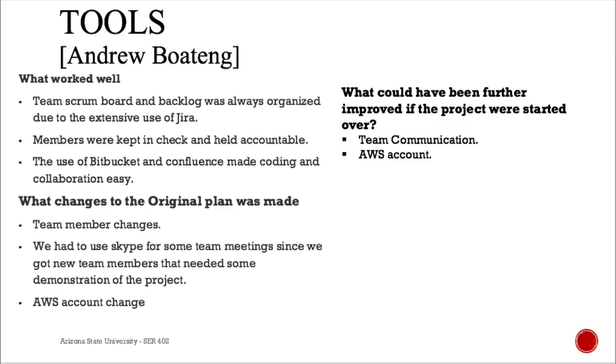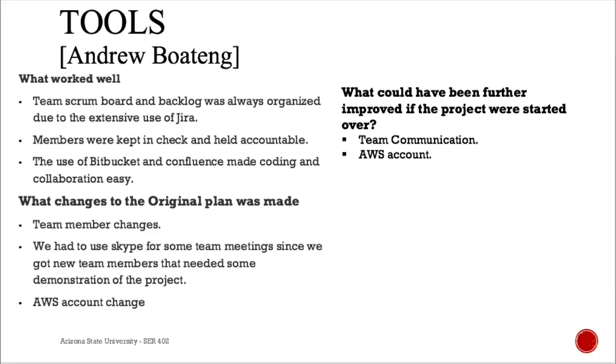The changes that were made: the first one, and the most important, was human resources. We changed some team members, and some team members had to join later on, and they had to be kept up to speed with what's going on. With our communication, we planned on using Slack for communication with team members, but at a point in time, since new members joined, we had to use Skype sometimes to give them a visual demonstration of what's going on. Also, we had to change our AWS account because the account was in the name of one of the team members that left, so we had to change it to a new team member.